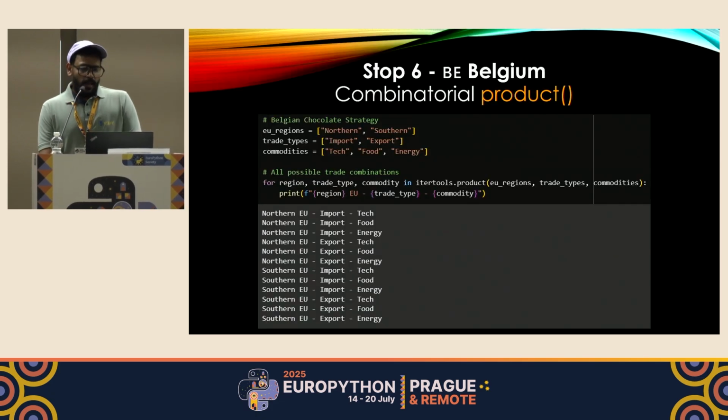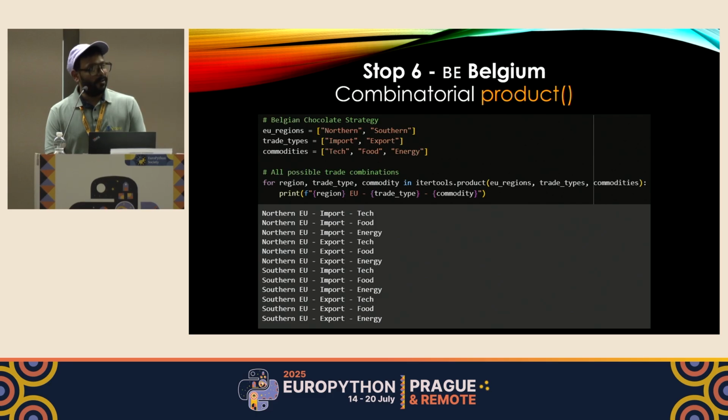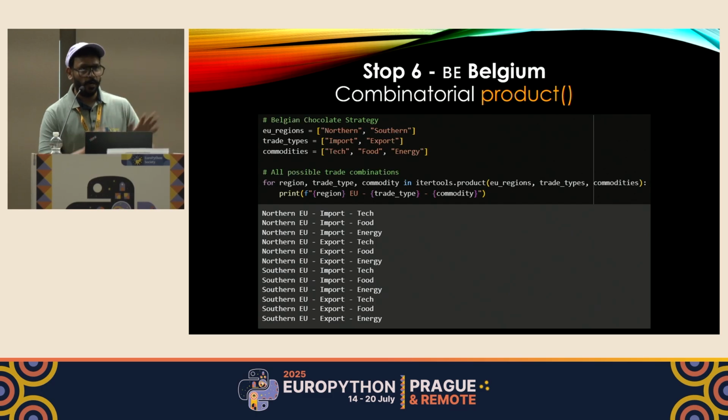Yeah. And next, we are at Belgium. Again, one of my favorite places because it's pretty famous for chocolates and its strategy of mixing things well, right? So here we are trying to look at the product function. This function creates a Cartesian product for the input variables. If you see here, we have different European trade data across regions, across trade types, and commodities.